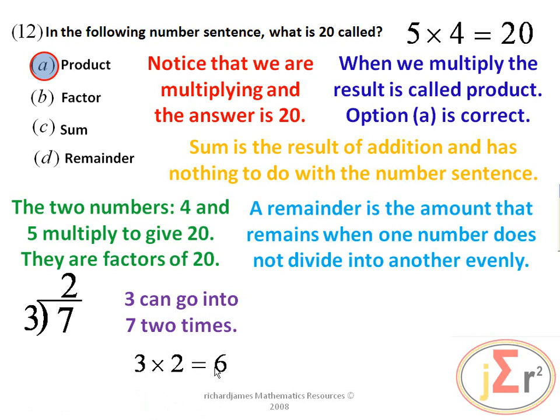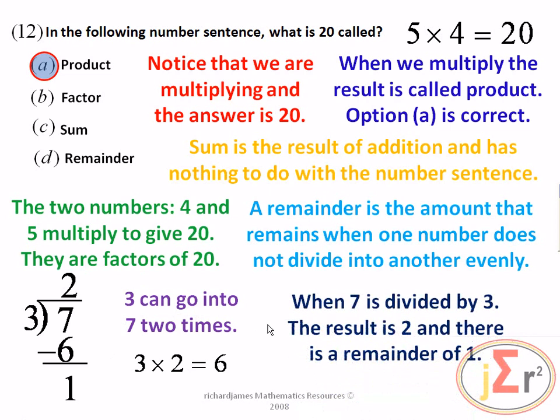So 3 twos, 6. And what do we do to get the remainder? We subtract the 6 from 7, and the remainder is? 1. Very nice, Jerry. You are very happy that we are going to be at the end of the presentation in a short while. So I'm hearing Jerry loud and clear. When 7 is divided by 3, the result is 2, and the remainder is 1. There is a remainder of 1.